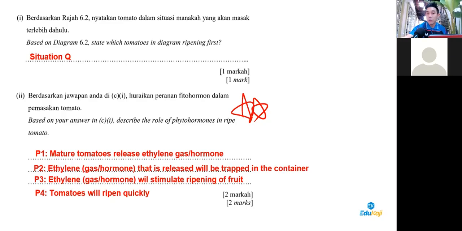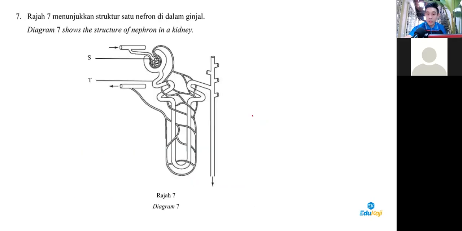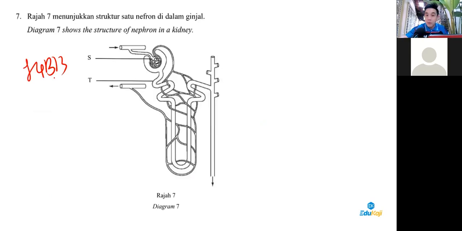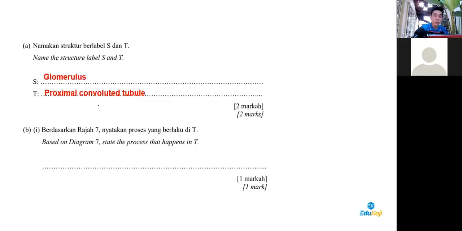Okay, guys, now, moving on to question number 7. So 7 here is from Form 4, Chapter 13, urine formation. Structures S and T. So S is the glomerulus, T is the PCT, proximal convoluted tubule. And what happens at T is always reabsorption. Or if you write reabsorption process, it's okay.